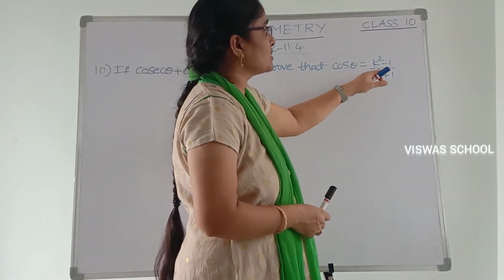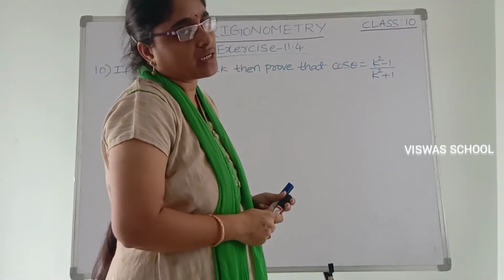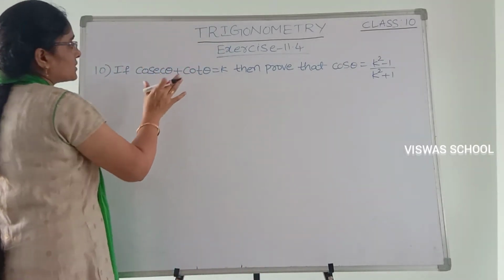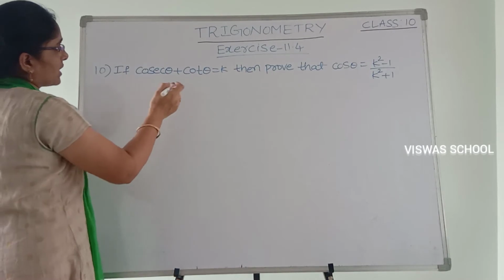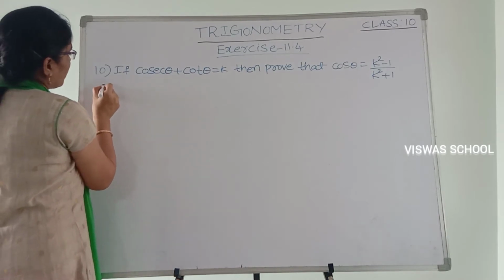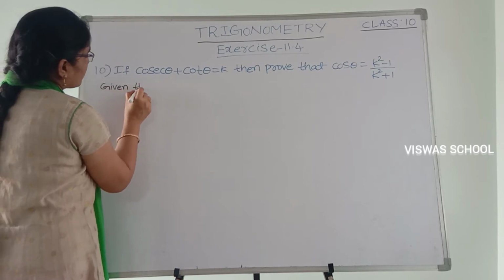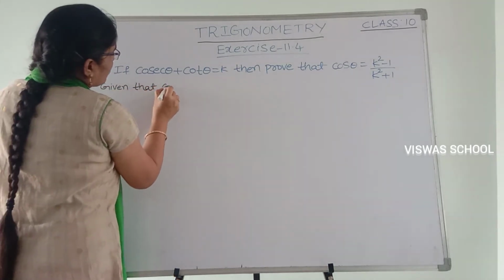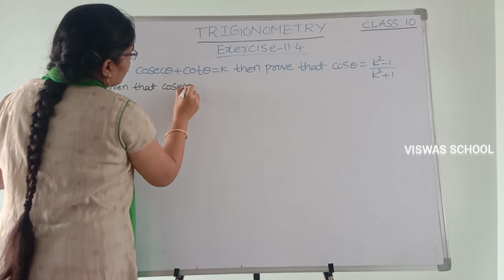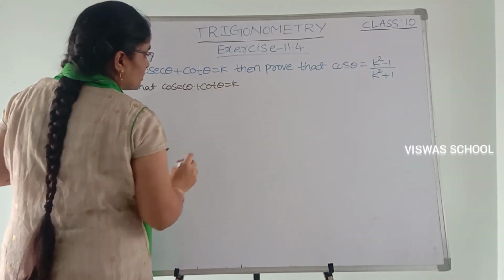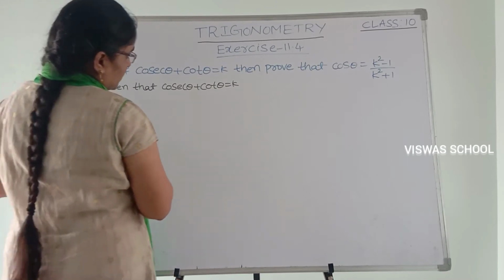Next, 10th problem: if cosec theta plus cot theta equals k, then prove that cos theta is equal to (k square minus 1) by (k square plus 1). See here, we are given that cosecant theta plus cot theta is equal to k. Let it be equation 1.